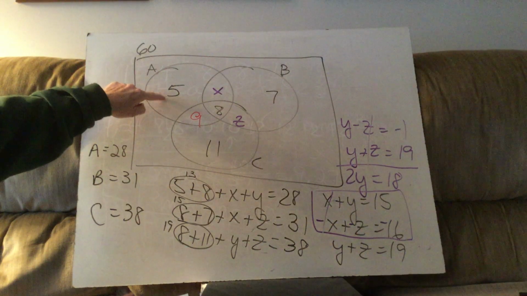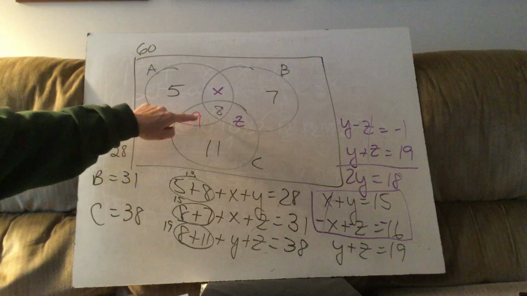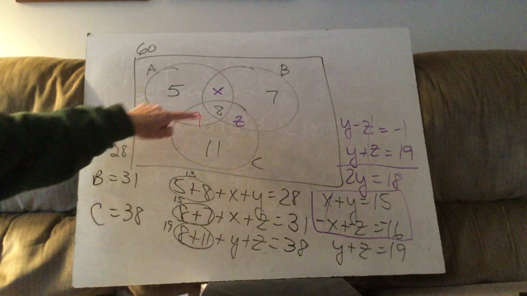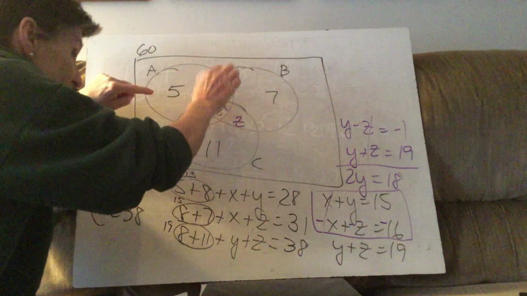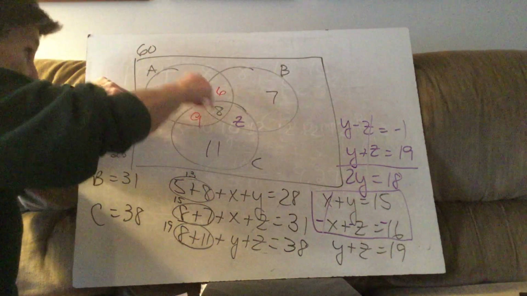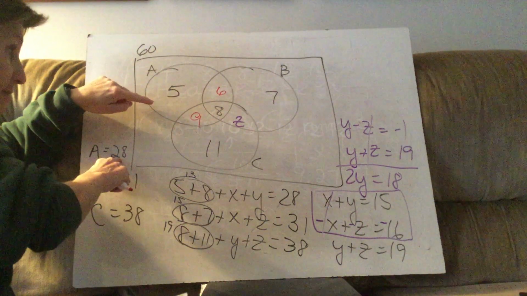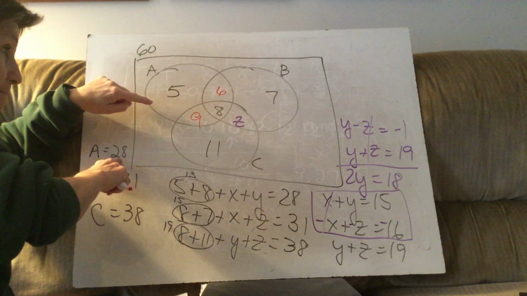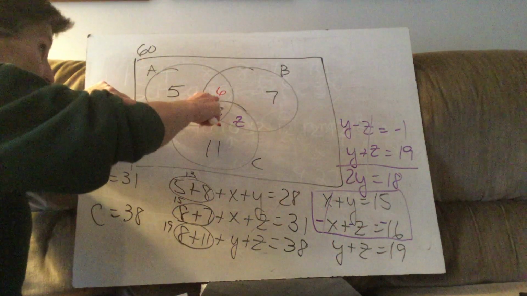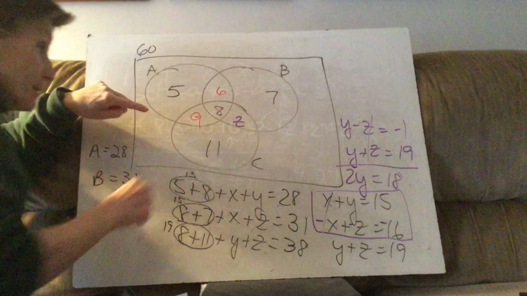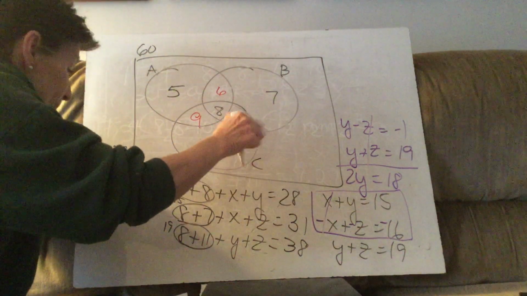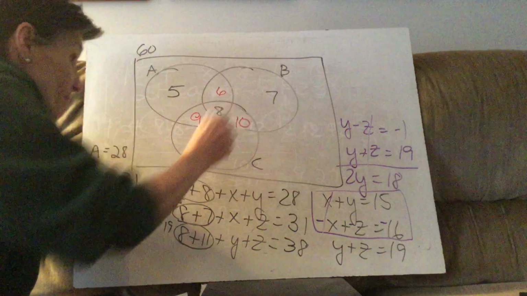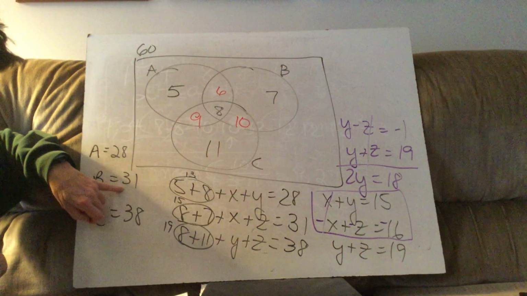Now, 5 plus 9 plus 8 is 22. So that means X must be 6, because that all has to add up to 28. But 8 plus 6 plus 7 is 21. So this must be 10, because it's supposed to be 31.